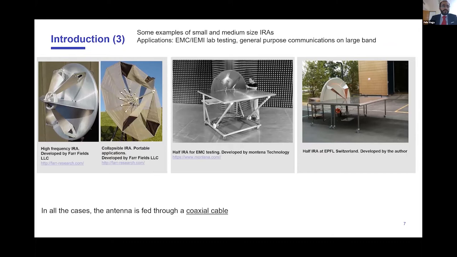Like for example, here on the first two antennas on the left, manufactured by Everett Farr and his company. You can see here a high frequency impulse radiating antenna. Next, you can see a collapsible impulse radiating antenna. So this one can collapse and is a very portable device. In the center, you can see a product developed by Montana. You can see here that this is a 1.8 meter half reflector. And on the right, you can see a prototype I manufactured during my PhD at EPFL.